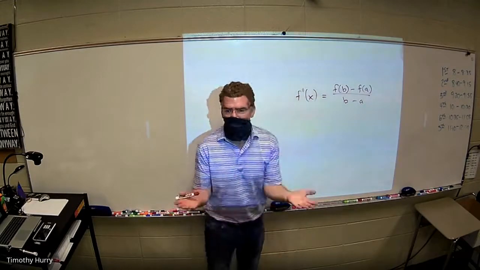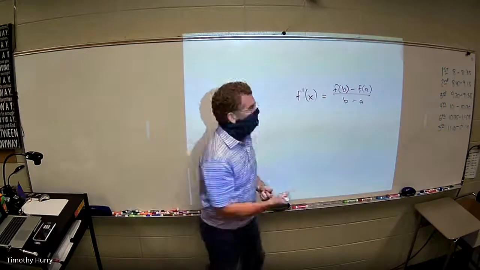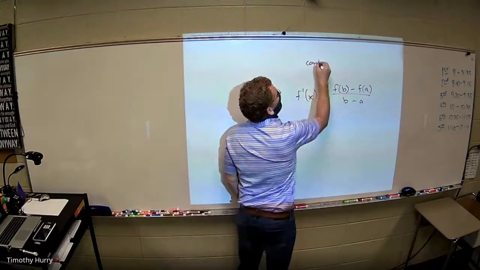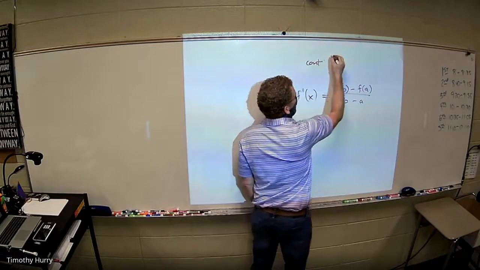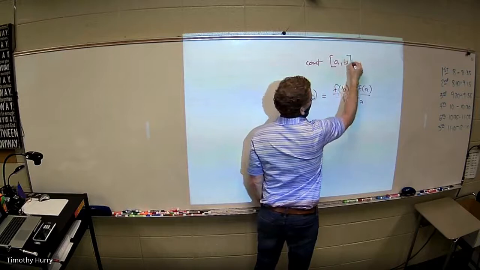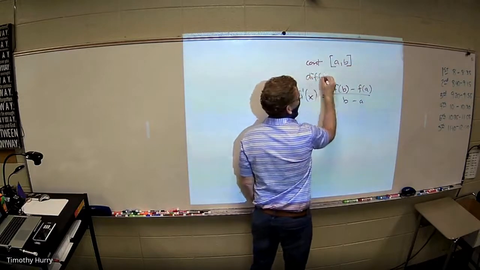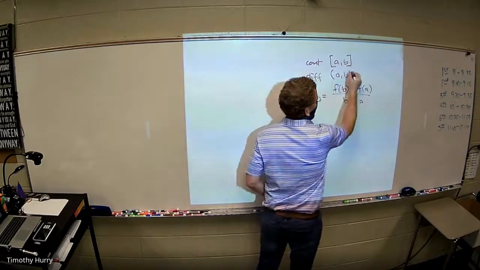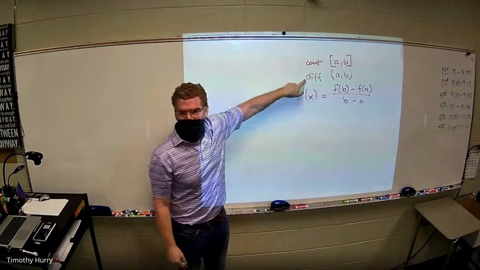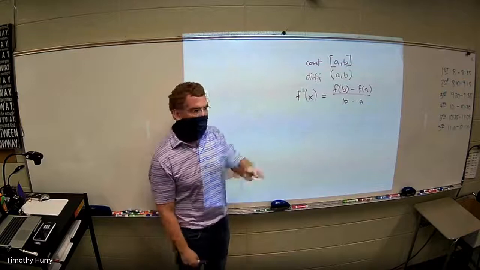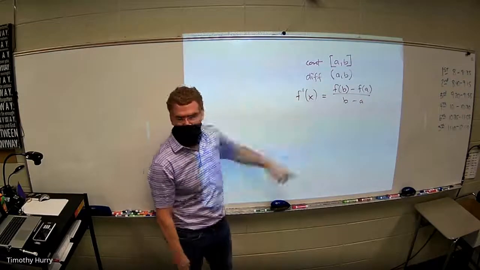But the condition has to happen. And the conditions are what? It's continuous. Don't say continuous on the word closed. Say it's continuous on the bracketed a to b, differentiable on the open a to b. So yeah, that is important to this. And if that was a 4-point question on my test, it's probably 1 point, 1.2 points.